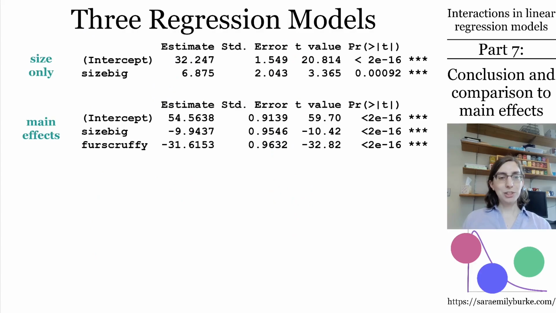But now let's ask a slightly different question. Let's include size and fur as two simultaneous main effects in this regression model. Both predictors are going to be in the same regression model predicting borks. This is what we get when we fit that model in R. The intercept is 54.56, and the slopes are negative 9.9 and negative 31.6.